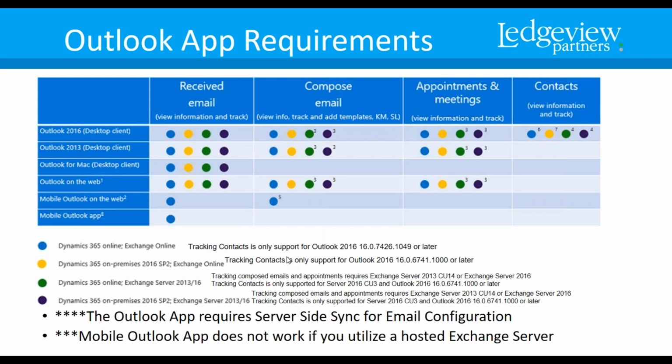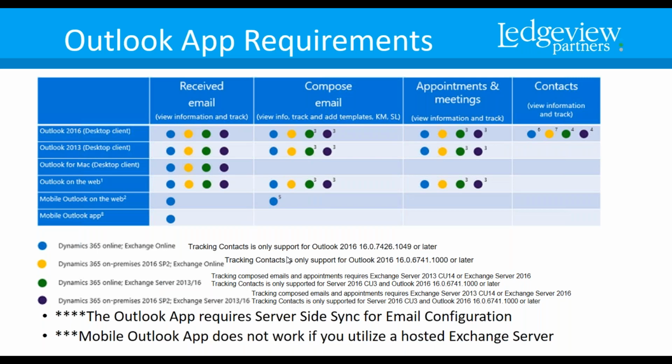Now, if you're on Dynamics 365 online, but you're on Exchange Server 2013 or 2016, tracking composed emails and appointments, you have to be on 2013 Cumulative Update 14 or Exchange Server 2016. Okay, and then tracking contacts is only supported for 2016 Cumulative Update 3 and Outlook 2016. Again, it has to be on that version or later.